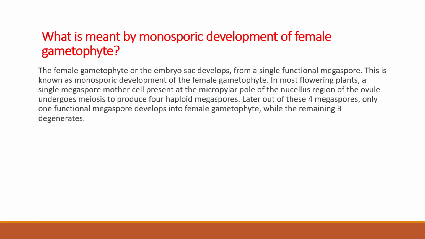What is meant by monosporic development of the female gametophyte? The female gametophyte, whose other name is embryo sac, develops from a single functional megaspore. This is known as monosporic development. In most flowering plants, a single megaspore mother cell present at the micropylar pole of the nucellus region of the ovule undergoes meiosis to produce 4 haploid megaspores. Later, out of these 4 megaspores, only one functional megaspore develops into the female gametophyte, while the remaining 3 degenerate.